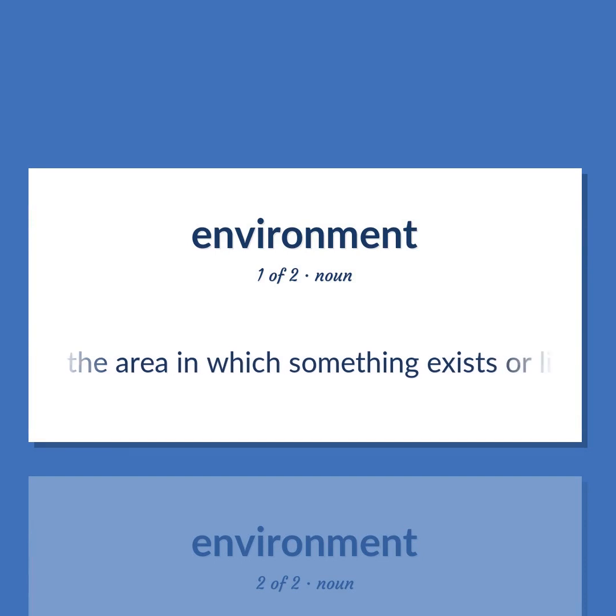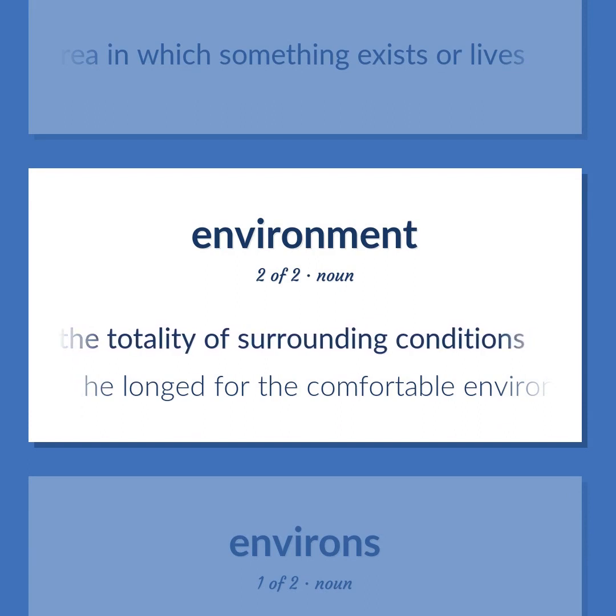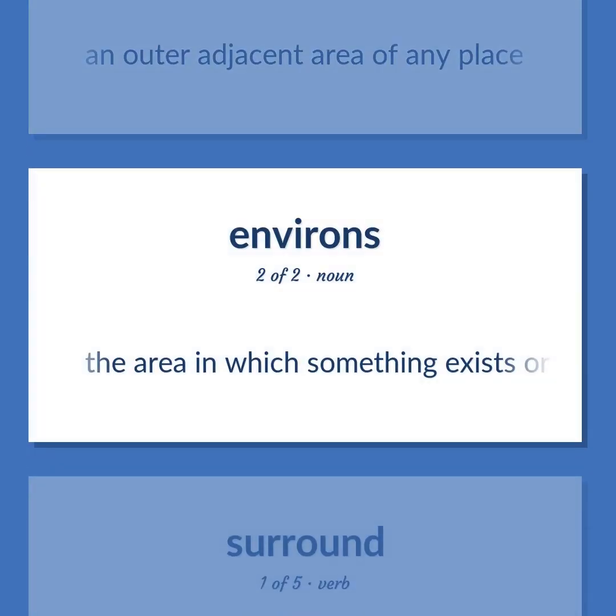The area in which something exists or lives. The totality of surrounding conditions. He longed for the comfortable environment of his living room. An outer adjacent area of any place. The area in which something exists or lives.